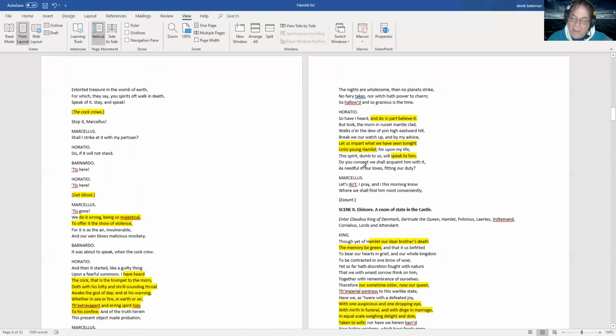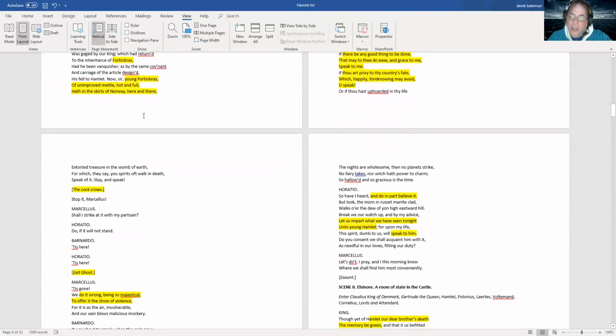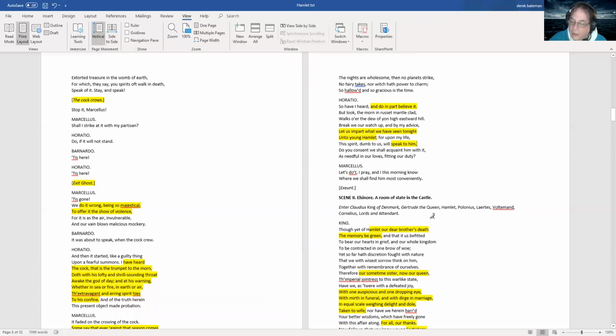Remember, we know that Horatio is Hamlet's friend. And we should be gleaning at this part as well that the dead king, who was referred to earlier, I don't know if I covered that well, as Hamlet, as young Fortinbras is the son of the Fortinbras that was killed by the king of Denmark. Hamlet, our Hamlet, is the young Hamlet. "Dumb to us, will speak to him. Do you consent? We shall acquaint him with it as needful in our loves, fitting our duty." And Marcellus says, let's do it. "I pray you this morning know where we shall find him most conveniently."